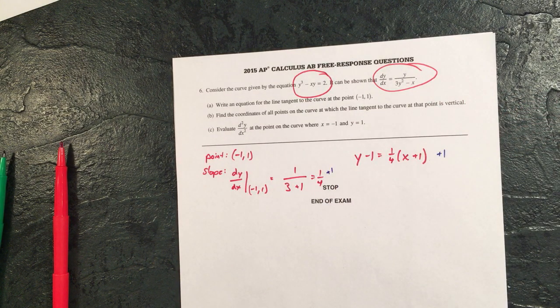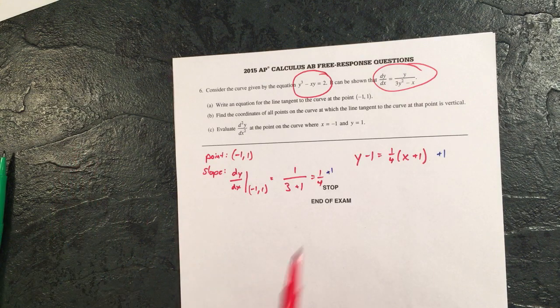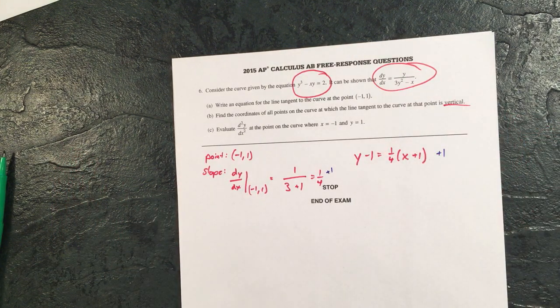Okay, this one's a little different. Find the coordinates of all points on the curve, which the tangent line to the curve at that point is vertical. So when are we going to have vertical tangent lines? What's happening there?